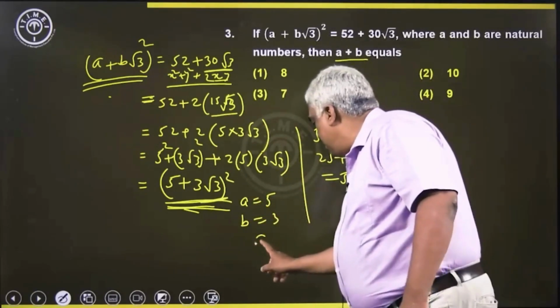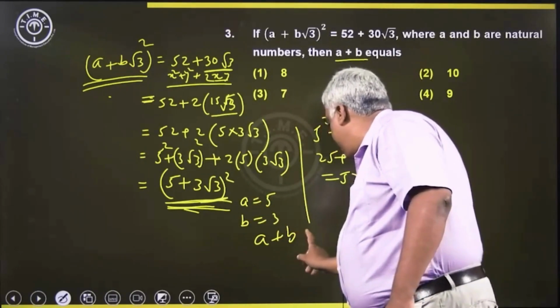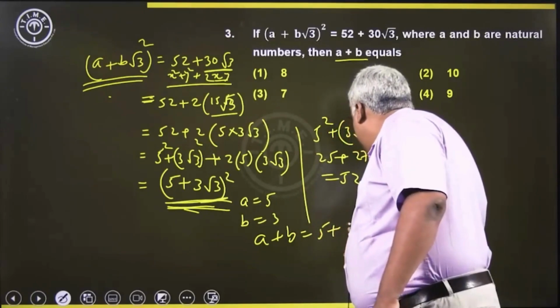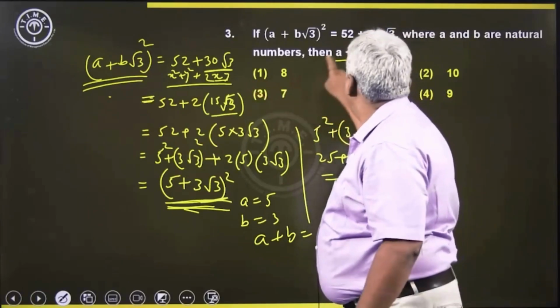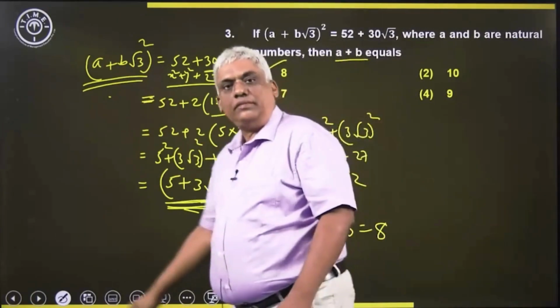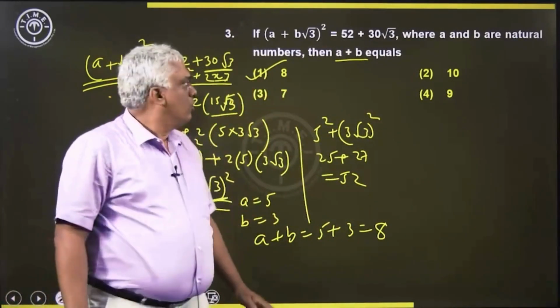So, what is the value of a + b? a + b will obviously be 5 + 3 = 8, right. So the answer for this question will be 8. So the value of a + b will be 8. Okay, I hope this is clear.